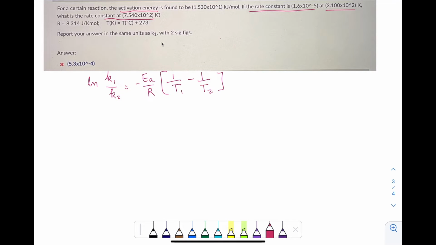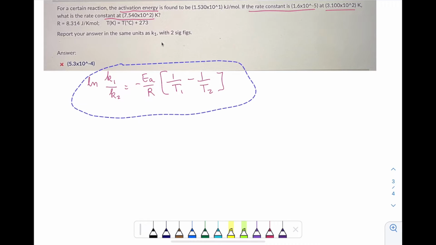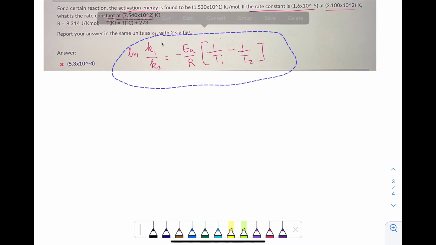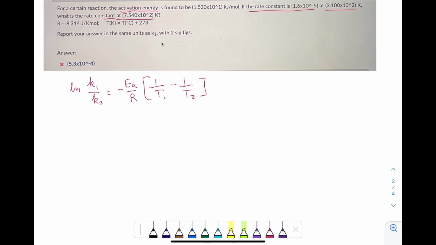And when you're solving for activation energy, if you accidentally flip-flop your K's or your T's or leave off the minus sign, you'll numerically get the same answer for activation energy. It just will have a negative sign, and there's no such thing as a negative activation energy. But when you're solving for one of the rate constants, you have to put them in the right order or else you will get a completely wrong answer.